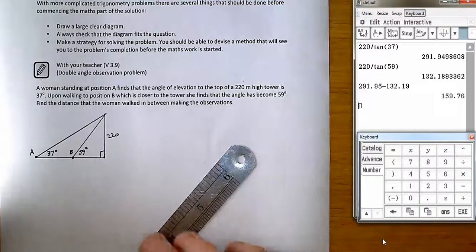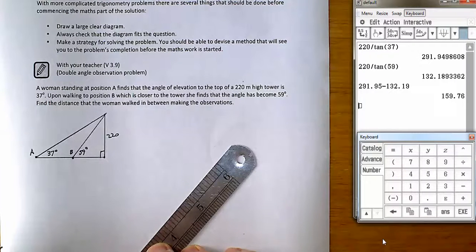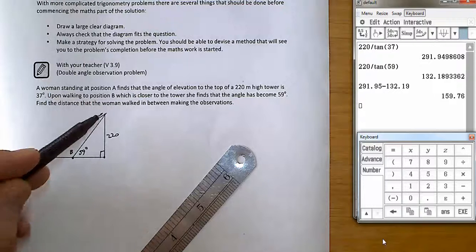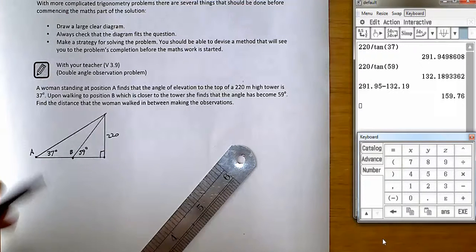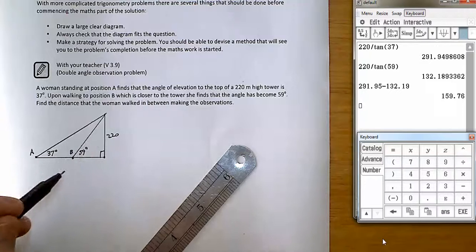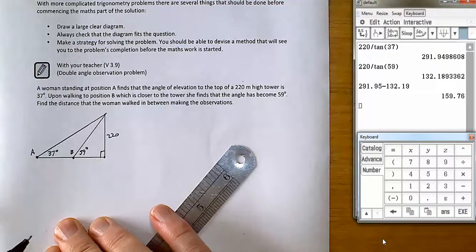Well, the first thing to notice here is that we've got a triangle that isn't right-angled, and so far in trigonometry we've only been working with right-angled triangles. We have to work out a strategy which uses right-angled triangles in order to find the distance between A and B. Here's how I would go about it. I would start by looking at this big right-angled triangle. We could use that triangle, this 37 degrees and this 220 metres, to work out the distance from A to the base of the tower.